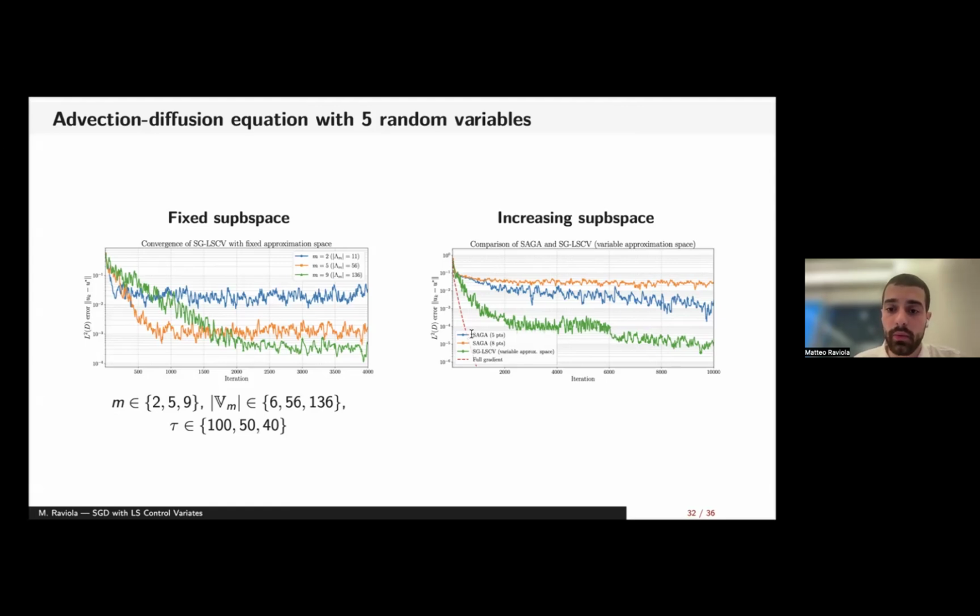Again, here we're comparing with SAGA with a tensorized Gaussian quadrature with 5 points and 8 points on each axis, respectively, right? And so we confidently beat SAGA. This is actually thanks to the improved flexibility that we have in designing our control variate compared to the design of the quadrature of SAGA.